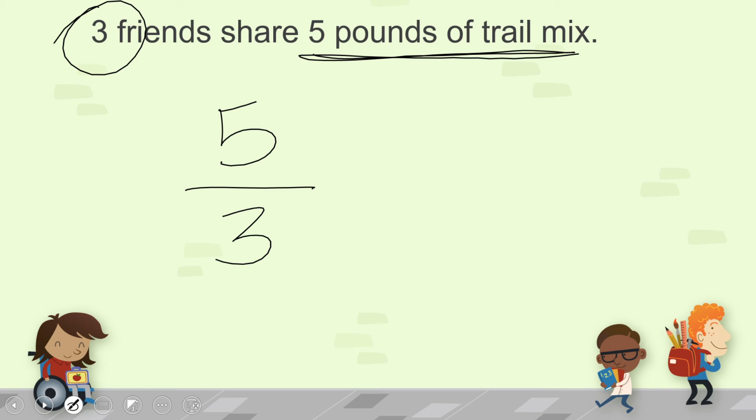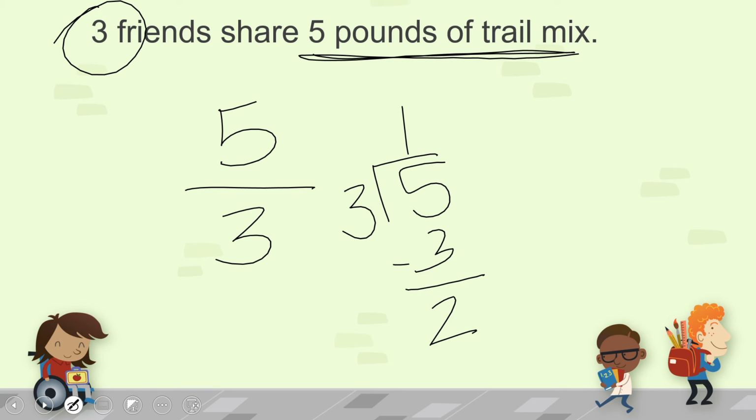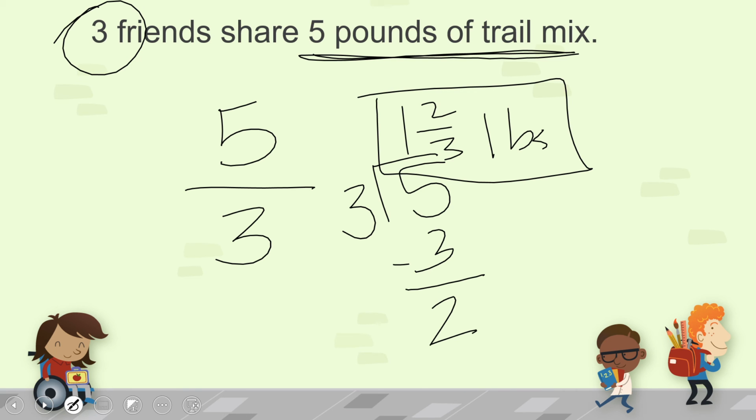So we have 5/3. Well, 5/3 is an improper fraction, so let's change it to a mixed number. And let's do 5 divided by 3. 3 goes into 5 one time. So 5 minus 3 is 2. So I have 1 and 2/3. Each person gets 1 and 2/3 pounds of trail mix. That is your answer. Let's do one more.